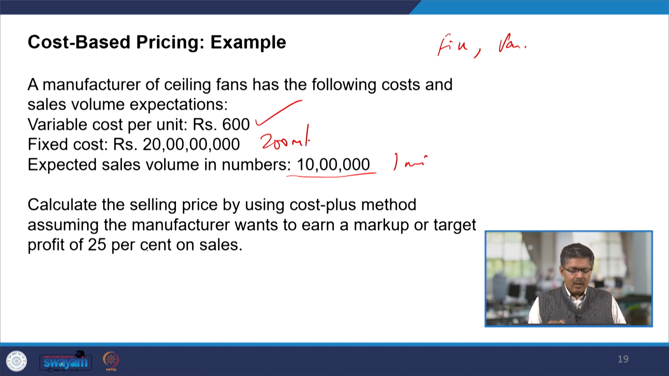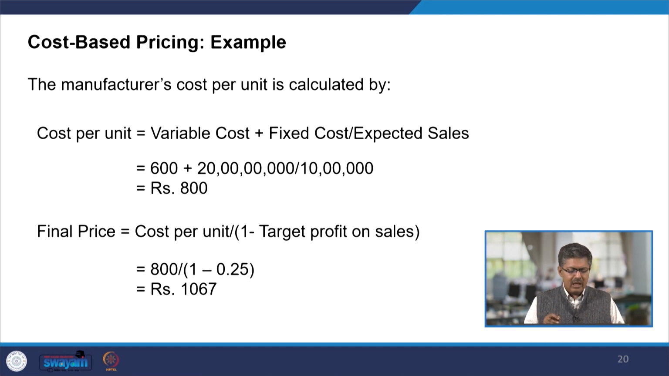Now just imagine that the manufacturer wants, say, 25% on the sales. So how much should it be selling, at what price would it be selling? Now looking at this example, let us see.